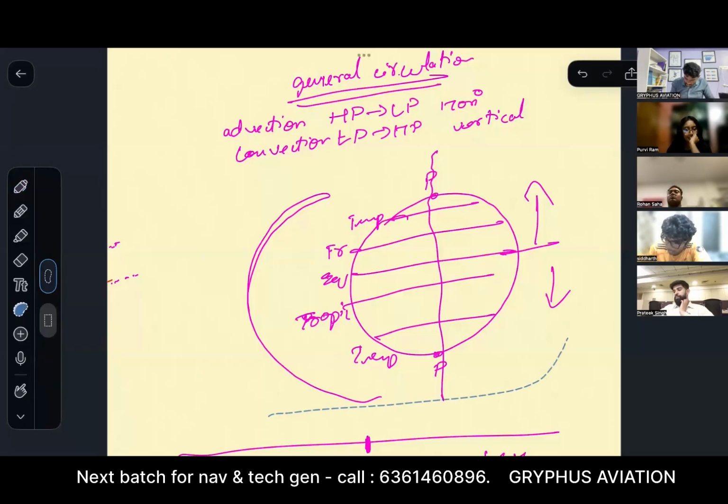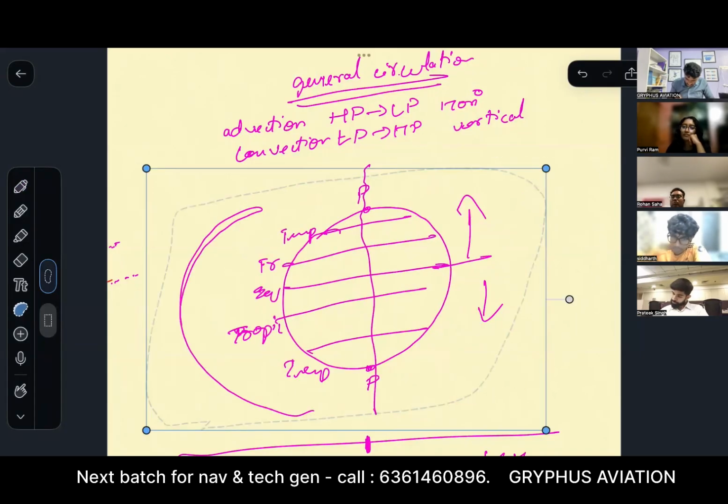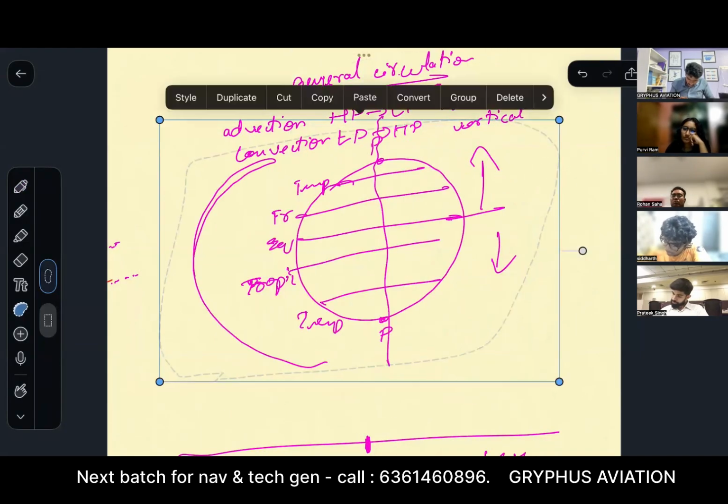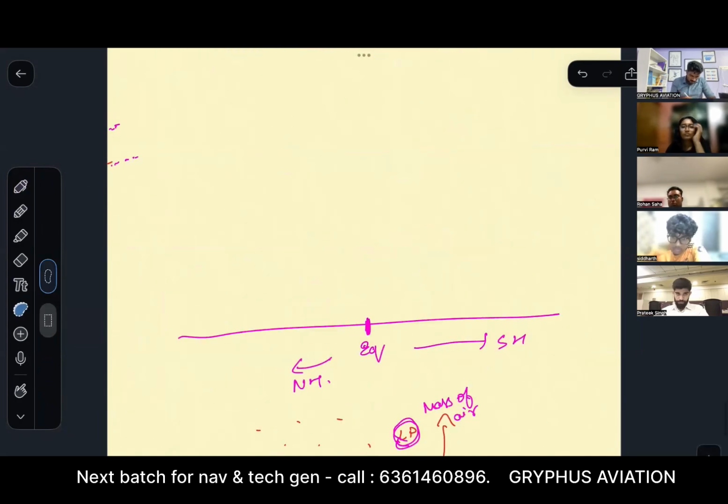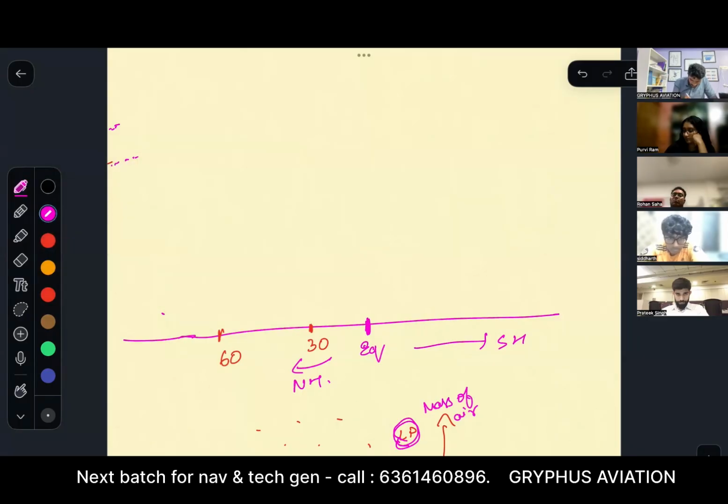Now, so this is your equator. This is 30-degree north. This is 60-degree north. And this one is your 90-degree north.